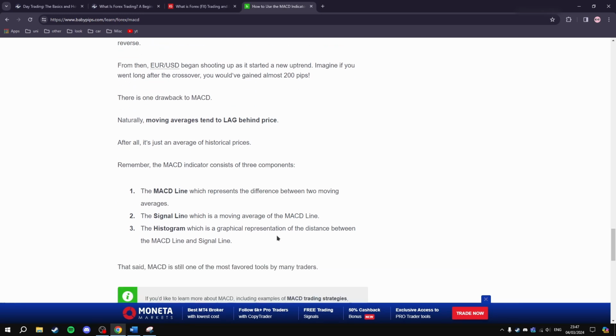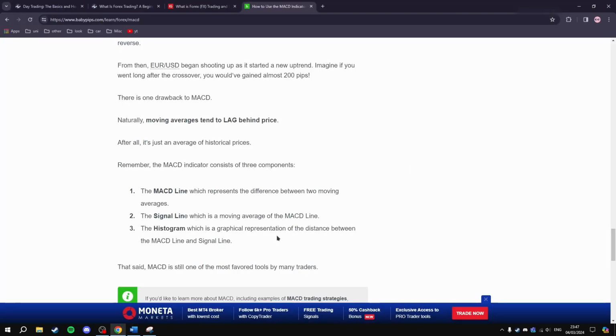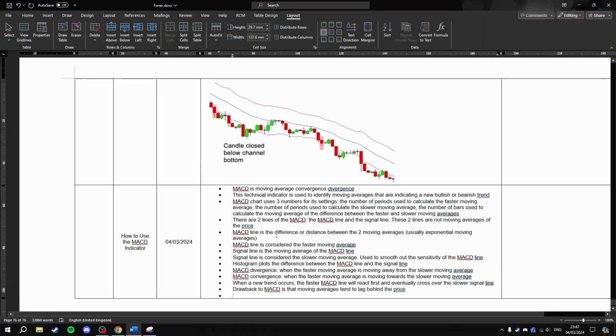Remember, the MACD indicator consists of 3 components. The MACD line, which represents the difference between the two moving averages, the signal line, which is the moving average of the MACD line, and the histogram, which is a graphical representation of the distance between the MACD line and the signal line. That said, MACD is still one of the most favoured tools by many traders.